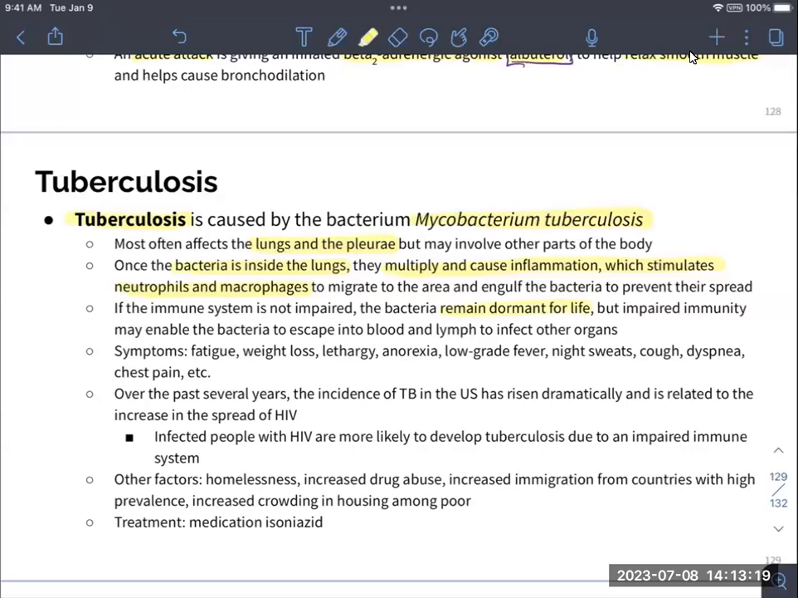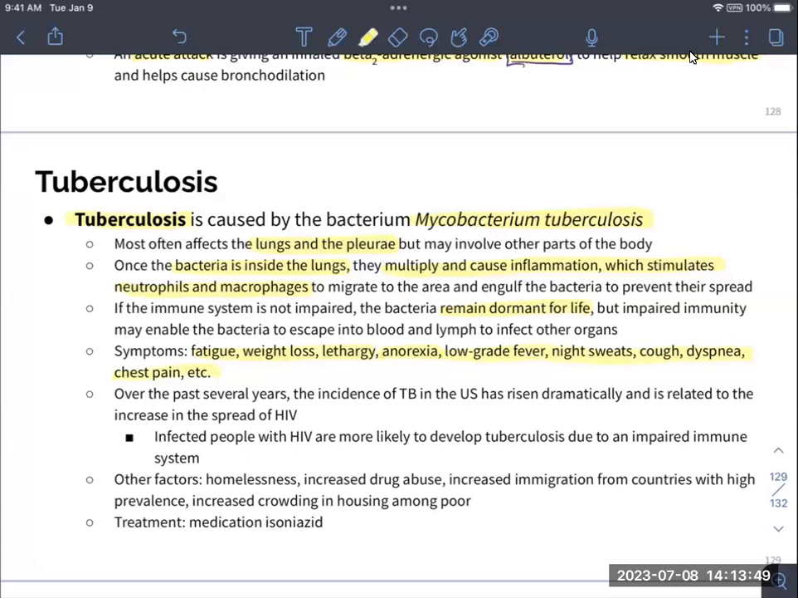But as soon as you have an impaired immunity, that allows that bacteria to get into the bloodstream, get into the lymph, and it can go to lots of different organs. These people are usually tired, with weight loss, lethargy, so they're very tired, anorexic, so they have a hard time eating, fevers, night sweats, cough, dyspnea. They can have chest pain.